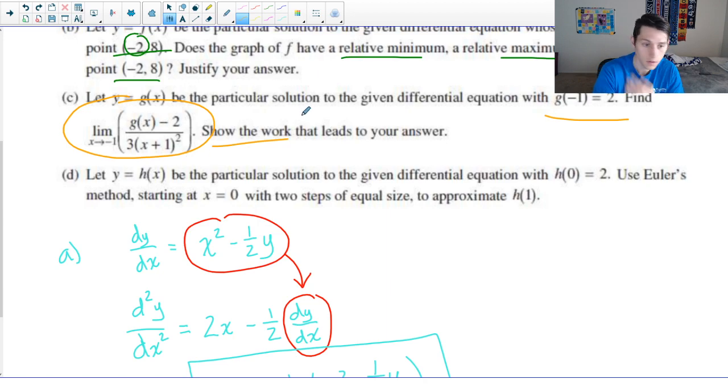Okay. I need to take an hour to study this limit so that when I go to the next 2 pages, I can remember what it says. g of x minus 2 over 3 times (x plus 1) squared. Okay, let's try it.